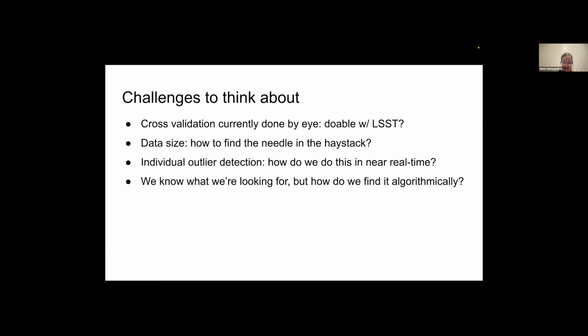Kind of tying into the data size, how do we find these individual things? And especially for the individual outliers, right now we're finding them kind of stochastically. How do we do this in near real time in a way that's algorithmic instead of just, oh, well, let's shell off a piece of data to an undergrad and let them have a fun time with it.